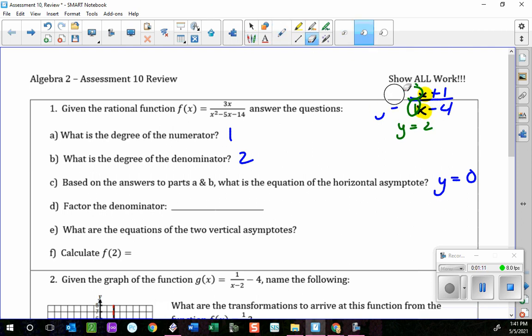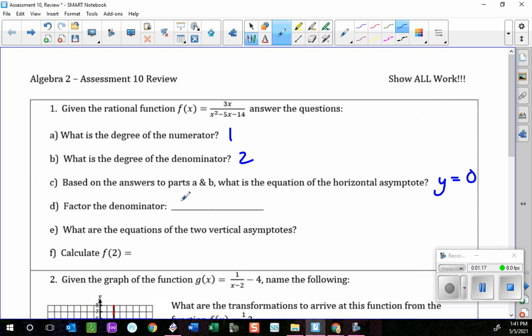All right, next question, factor the denominator. The denominator factors into x minus 7 and x plus 2. Negative 7 and positive 2 make the negative 5 in the middle, and they multiply to negative 14. So what are the equations of the vertical asymptotes? That would be x equals 7 and x equals negative 2.